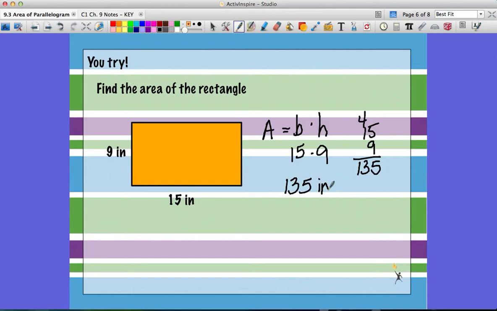Now this is where it gets different. It's not inches, it's inches squared. And the reason for that, when we have repeated multiplication, we use exponents. In this case, we have repeated multiplication because we're doing 15 inches times 9 inches. So you have inches times inches, which gives you inches squared. The squared also stands for the two different dimensions that you're multiplying together. One dimension being your base and one dimension being your height. So whenever you talk about area, it's always inches squared.